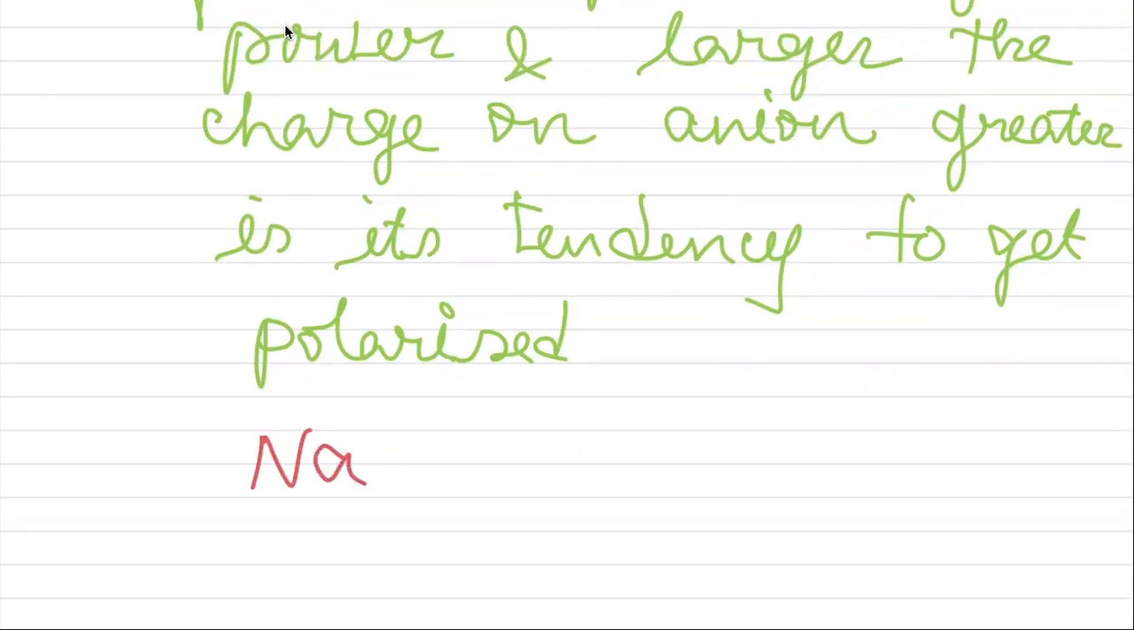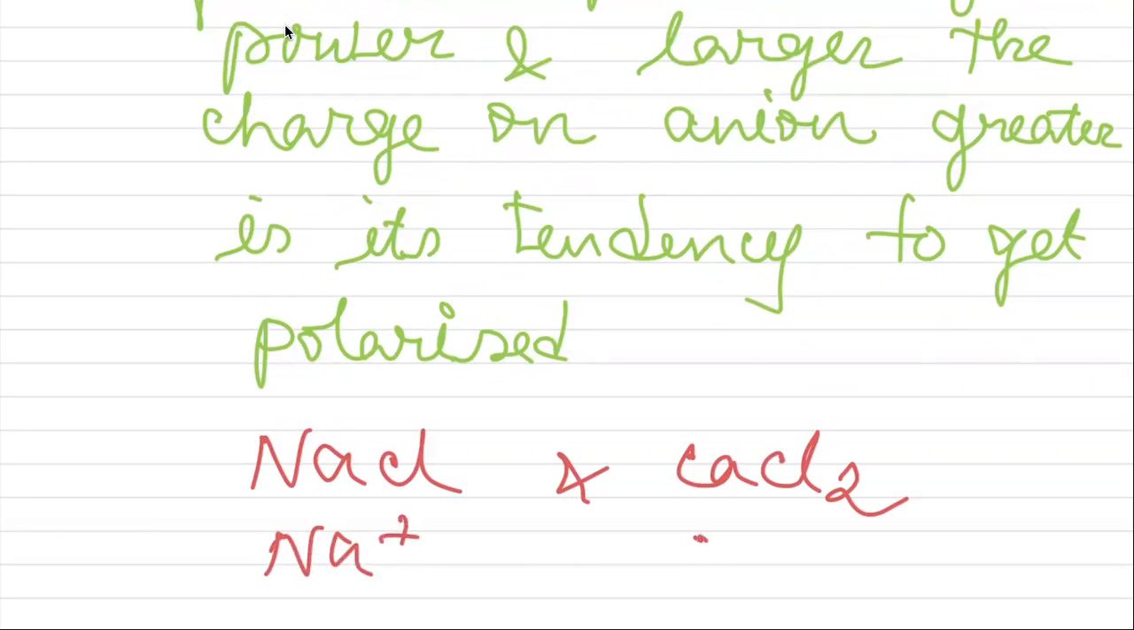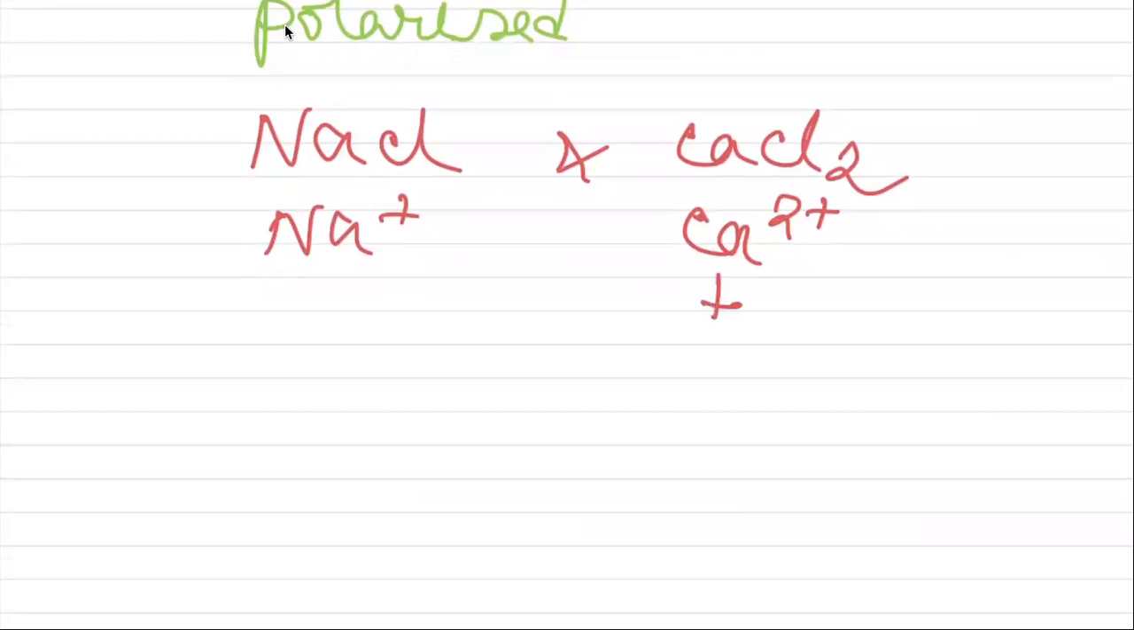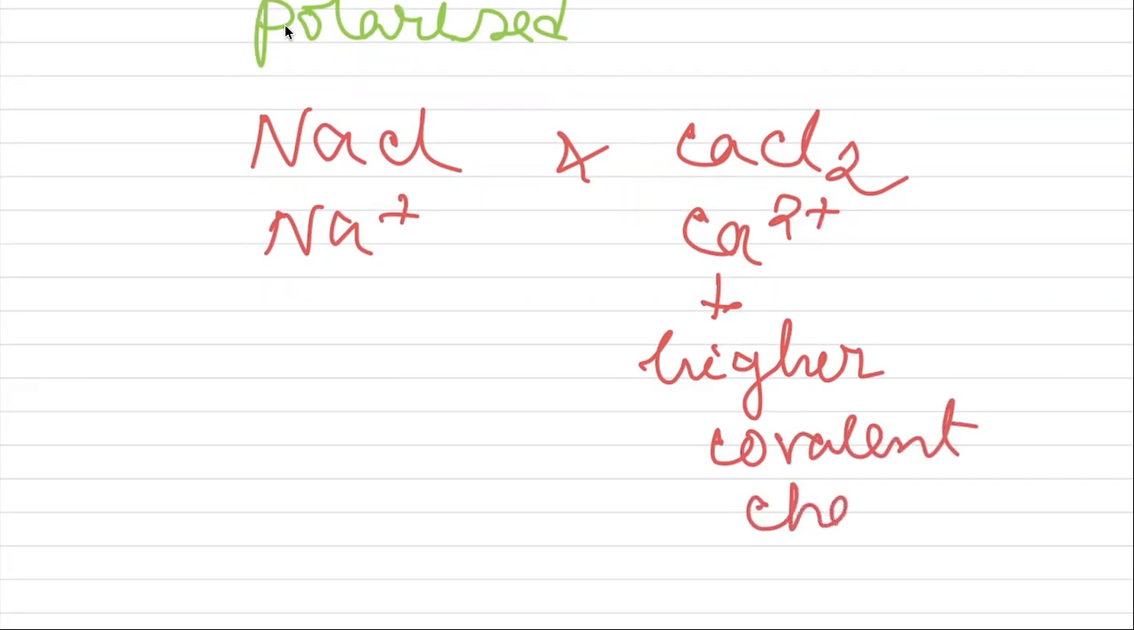So if I consider two molecules like NaCl and CaCl2, here Na+ and here Ca2+. Both have more or less the same radius, but Ca2+ will have higher covalent character than Na+, because the charge on Ca2+ is higher than that of Na+.